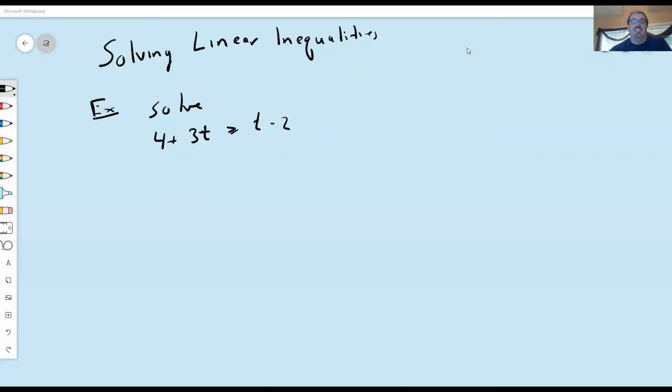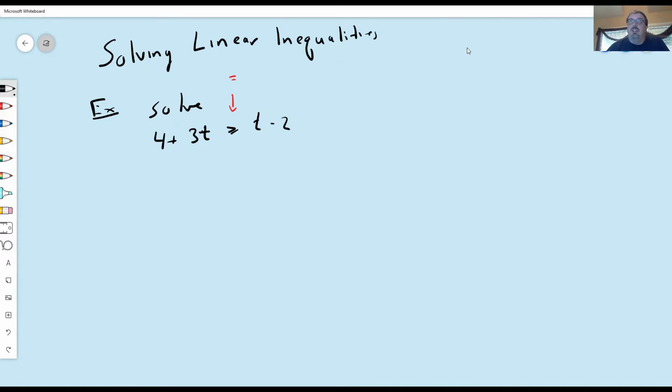Welcome to solving linear inequalities. For the most part, solving linear inequalities is the same as solving equalities. So most of the time, you can just treat this as if you have equals there and be good to go. So we'll do this example real quick here.